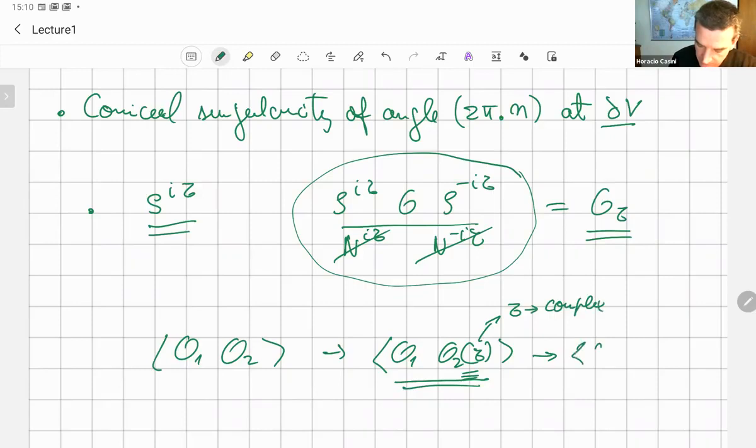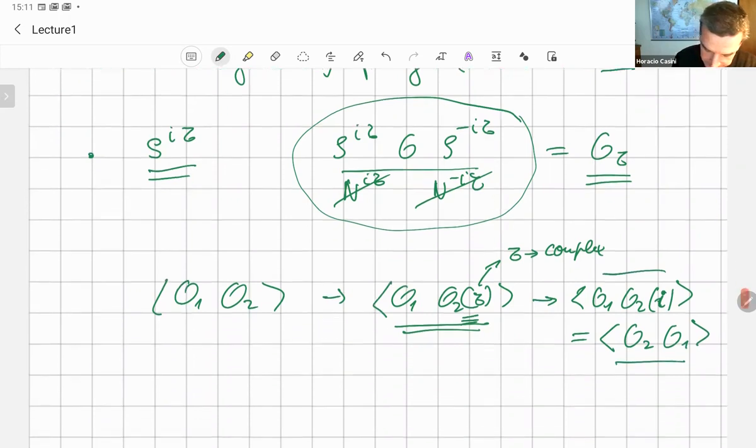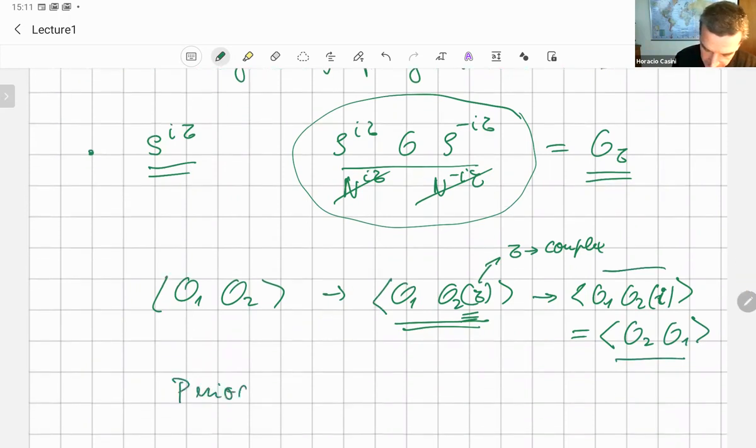You can put one, and now you put i, right? And this thing will be exactly the same as the original one, except for the ordering. So there is a periodicity in imaginary time.